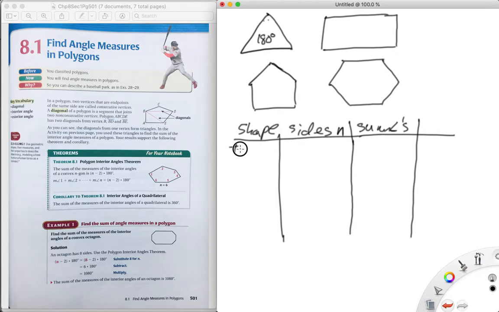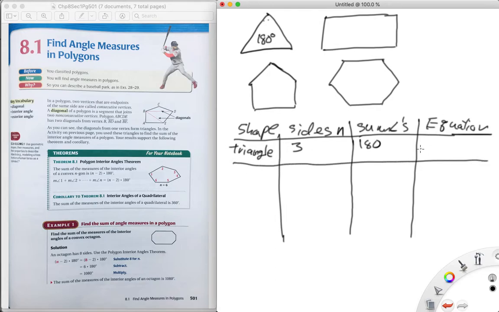So for a triangle, we have 3 sides. We have 180 degrees. Here we'll put equation. So we have, let's say, one triangle times 180 degrees.